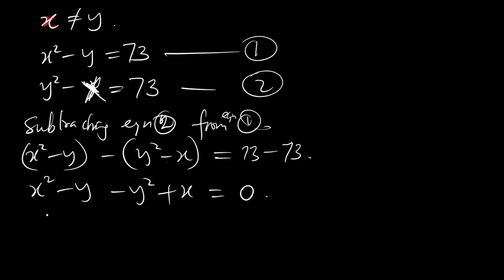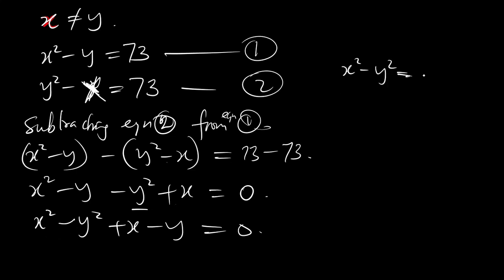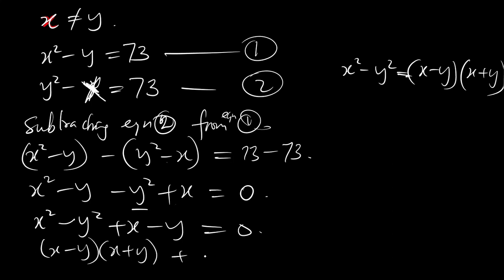So now let's arrange it in like terms. You have x squared minus y squared, then plus x minus y equal to 0. So this x squared minus y squared is the same as x minus y times x plus y. So let's put it here. You have x minus y times x plus y plus x minus y equal to 0.